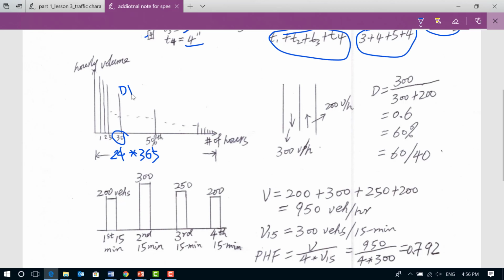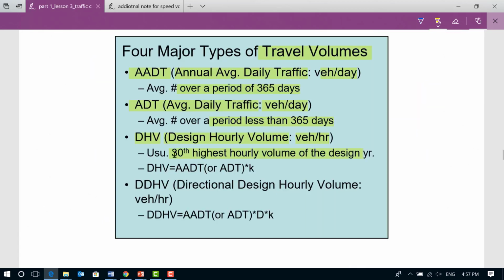Design hourly volume. Why is it not the highest one as the design hourly volume? Because the highest hourly volume just occurs once for the entire year. It's not economic. And why not use the 50th percentile, the median value? Again, if you use the median value as a design hourly volume, then half of the year will be under congested. Okay, so that's not convenient for the drivers either. So that's why we use the 30th highest.